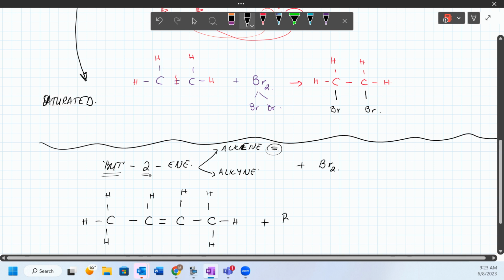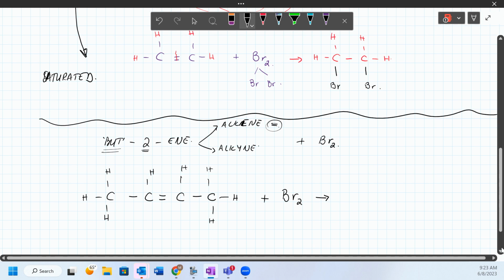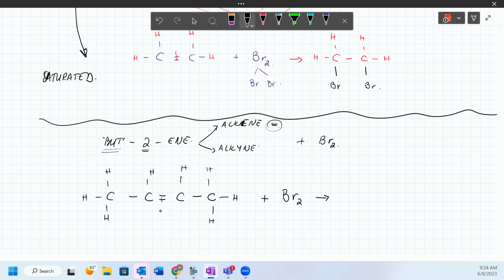Okay, reacting with bromine gas. Now, see what is happening here. This bond that is double is broken. Okay, let's make it with a different color. This bond here is broken, making it possible to have a bonding capacity for carbon 2 and carbon 3, so that the bromine gas is taking the place. And in this case, what you have as the product of this is something like this.